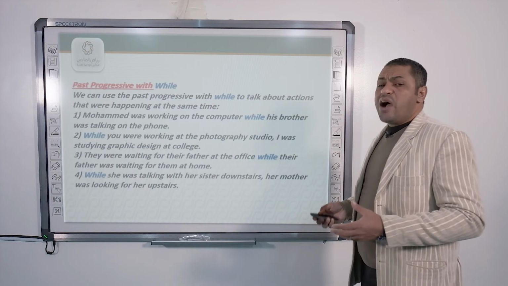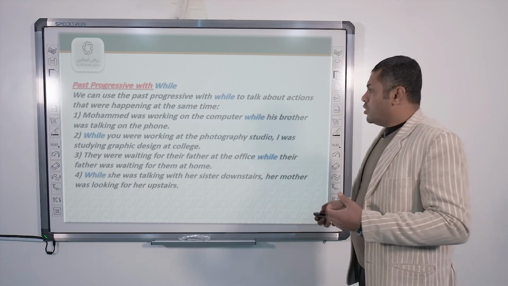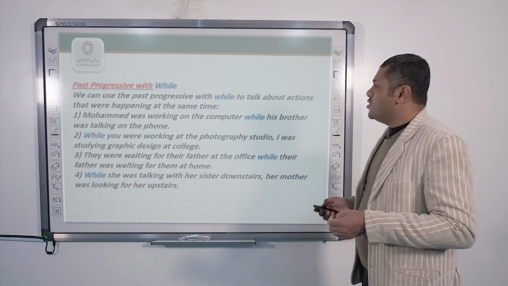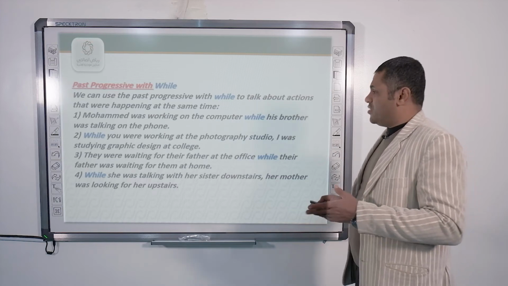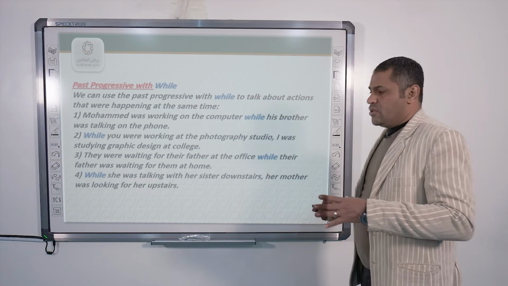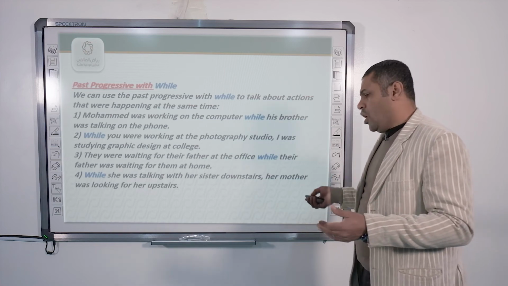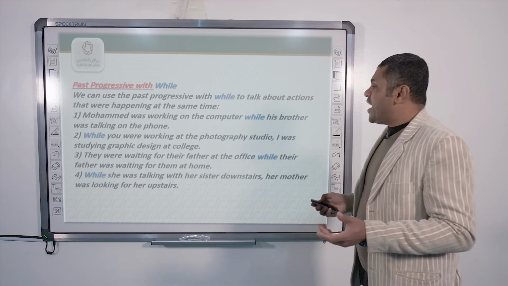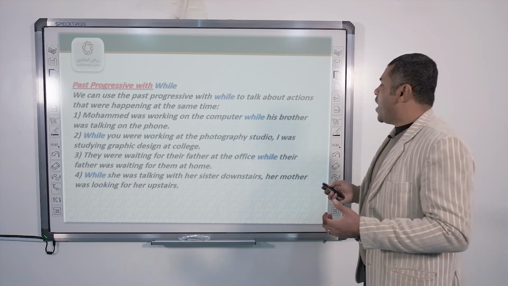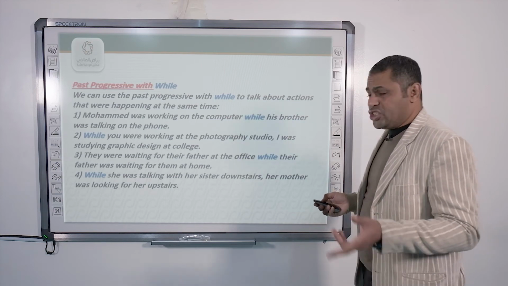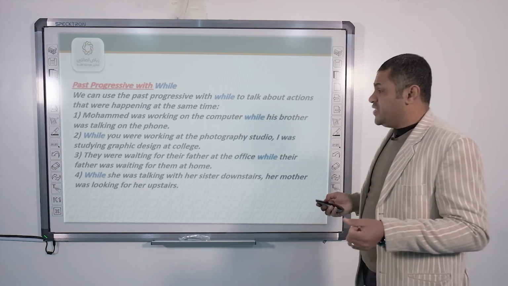Now how to communicate or contact two sentences with while. while معناها أثناء. It expresses generally in the past. أثناء ما كان شيء بيحدث حدث شيء آخر. We can use the past progressive with while to talk about actions that were happening at the same time. أشياء متزامنة. Look at these examples.